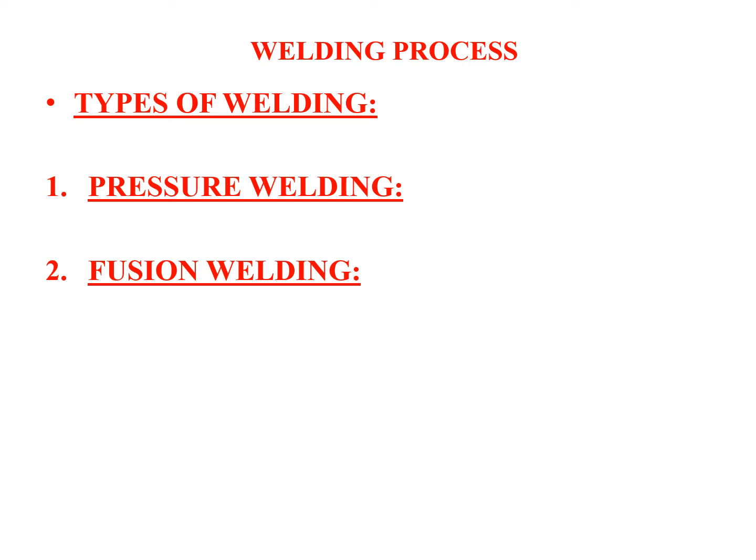The different types of fusion welding are arc welding and gas welding. Arc welding is most commonly used, and gas welding is also most commonly used in almost all applications. Now we shall see what exactly arc welding is and how arc welding is done.